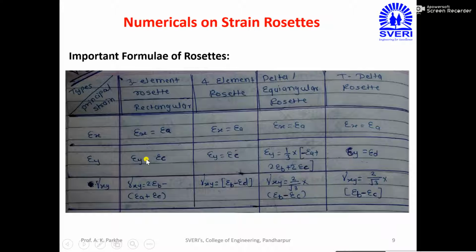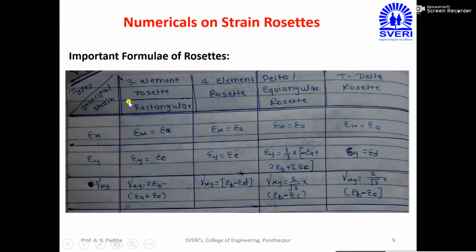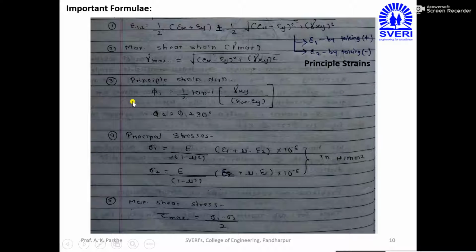Whatever the epsilon x, epsilon y, and gamma xy values are, these three values are different for the different types of rosettes. So this column represents the 3 element rectangular rosette, this is the 4 element rectangular rosette, this is the delta or equiangular rosette, and this is the T delta rosette. In the statement of the problem, the type of rosette is mentioned, so we have to identify on which rosette the problem is asked, and according to the given data, I will calculate epsilon x, epsilon y, gamma xy, and put these three values in all 5 equations to find the unknown parameters. Therefore this table is very important for the conversion purpose, and these are the 5 important formulas which we have to calculate in all types of rosettes.